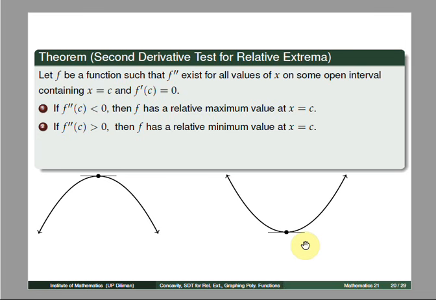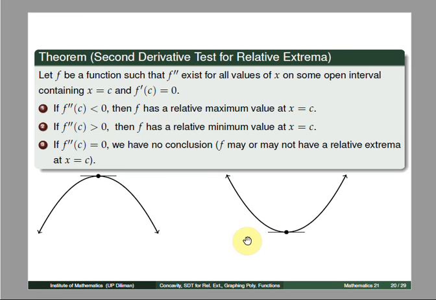It's actually a good thing to take note of these two illustrations as they will help you remember the conclusions of the second derivative test. Lastly, if f double prime of c equals 0, we have no conclusion. This means that f may or may not have a relative extrema at x equals c. For the third condition, let us look at some examples to show that indeed we cannot decide if the point is a relative extremum point.